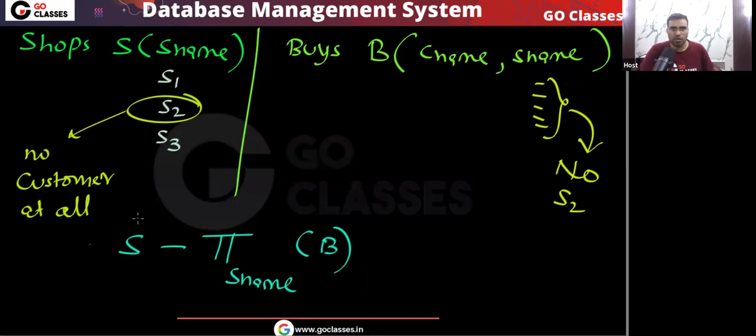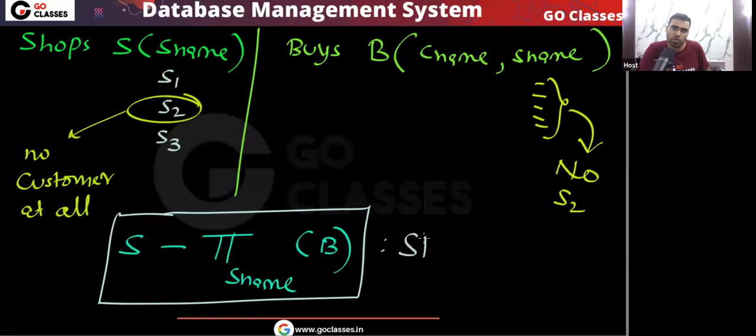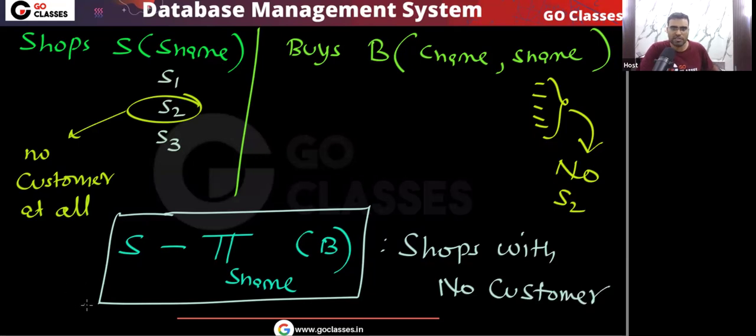Now from all the shops, if I remove these shops, then what will I get? I will get shops which have no customer at all. Yes or no? This will give me shops with no customer. Is this clear? And what about this? Tell me what this will give me if I just project S name from the buys table.